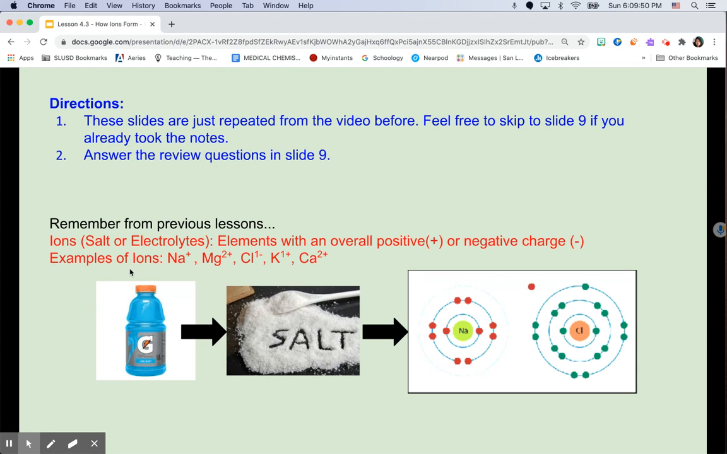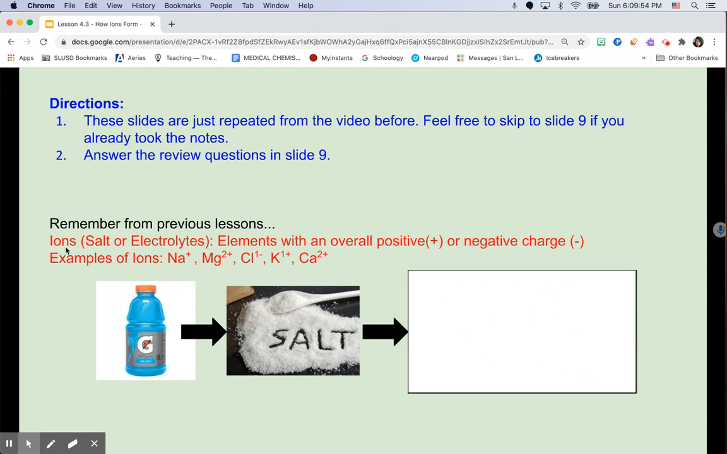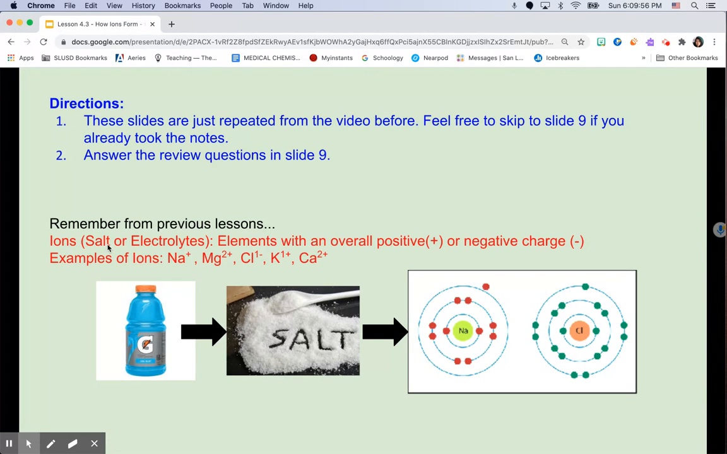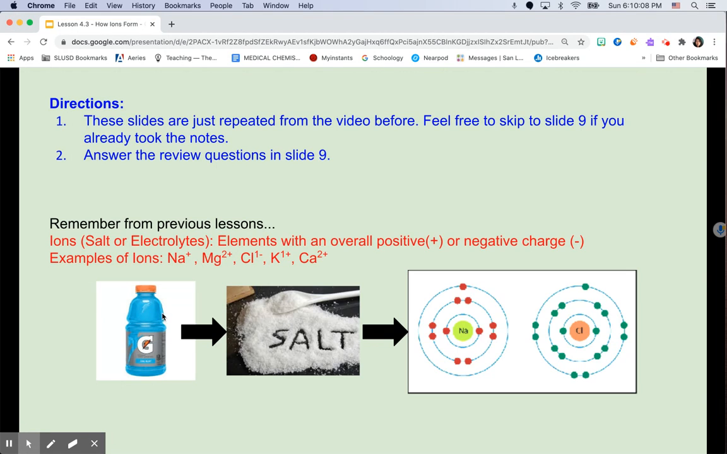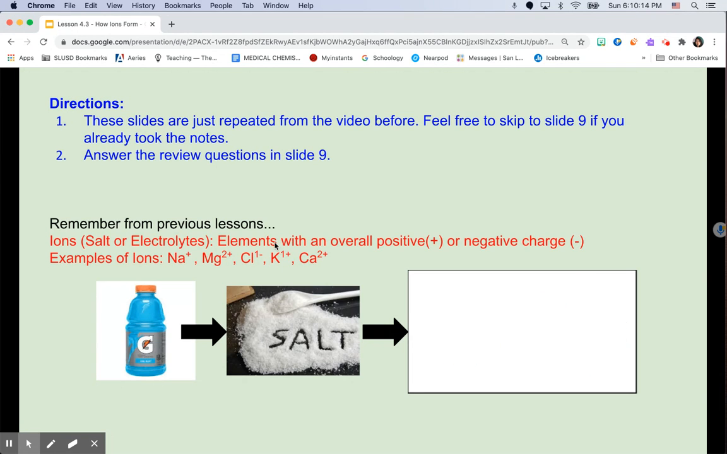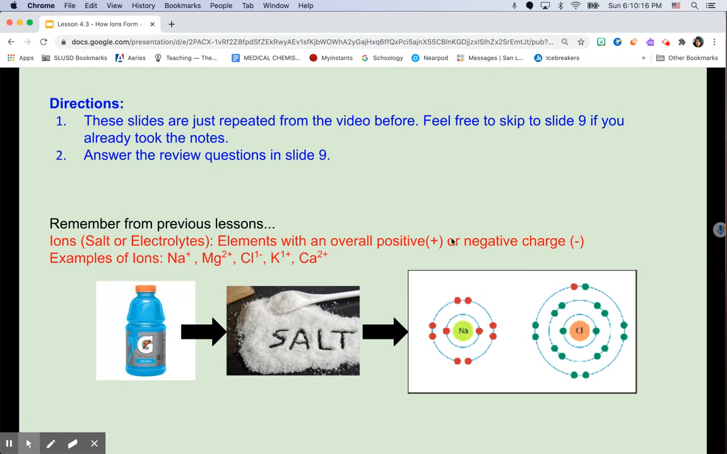And something you need to remember from previous lessons is that ions are what we commonly call salts or electrolytes, right? So whenever you're drinking things like Gatorade to prevent dehydration or cramps, you are essentially drinking ions. And all ions are is basically salts. And salts are elements with either an overall positive or a negative charge.